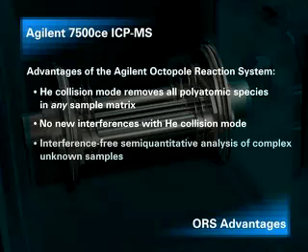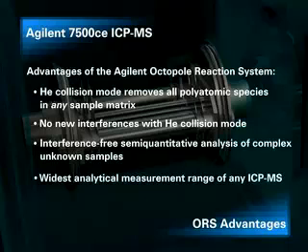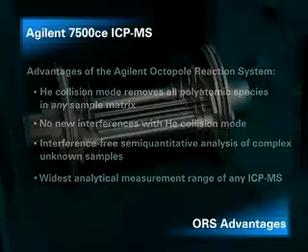Helium collision mode enables rapid and accurate semi-quantitative analysis. More than 60 elements can be measured in a completely unknown sample in approximately 1 minute without the need to run calibration standards. The 7500 CE can measure mercury at single-figure parts per trillion, plus sodium at greater than 1,000 parts per million in the same analytical run.